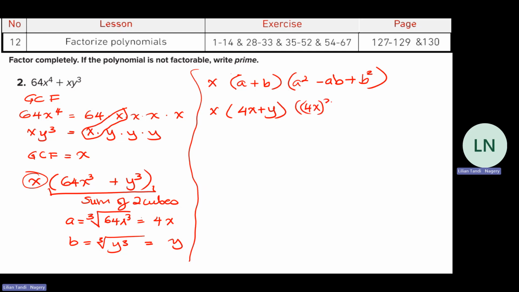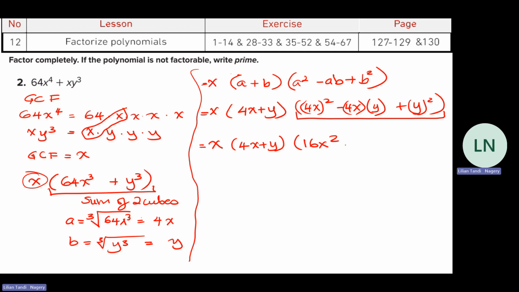4x squared minus 4x multiply y, and then here y squared. Now you need to simplify this. So you're going to get x times 4x plus y times 16x squared minus 4xy plus y squared. And you box your answer.